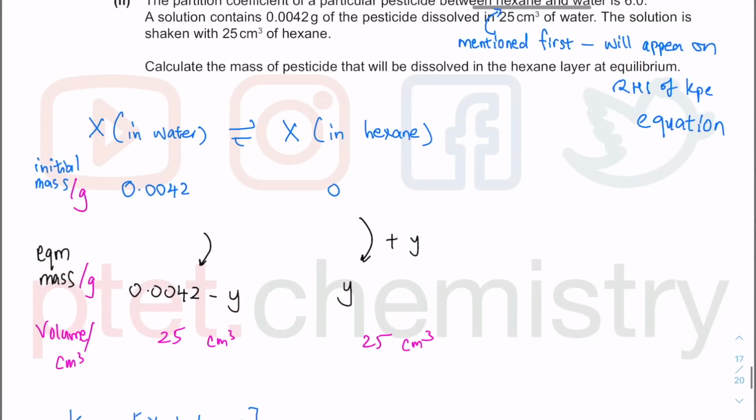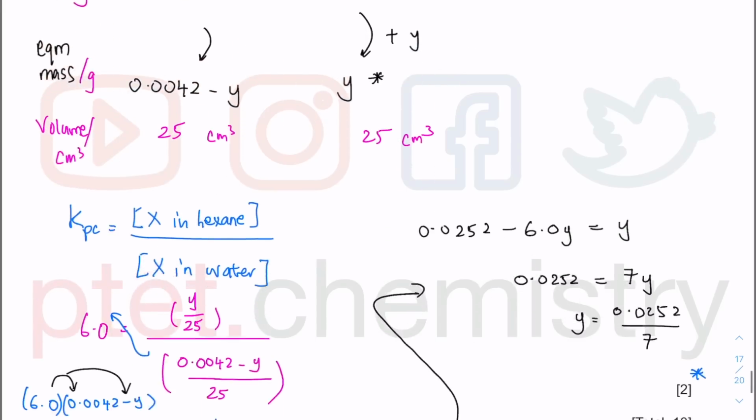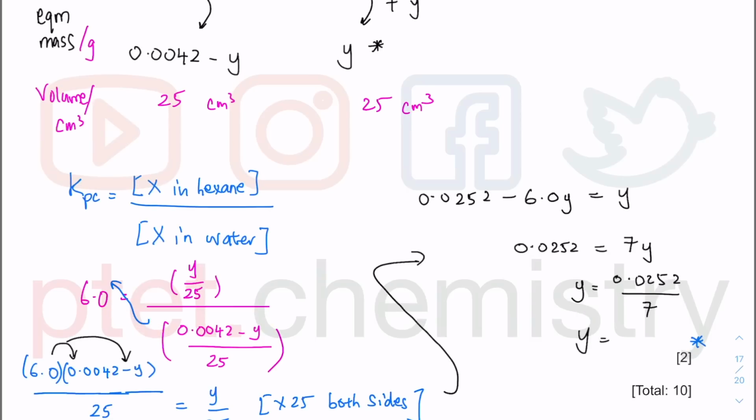Y is going to be the mass that will be extracted into the hexane, y gram. So let this be y. So my answer really is find what is y. Y is going to be 0.0252 divided by 7. I get a very small value. This is 3.6 times 10 to the minus 3. And this is in gram.